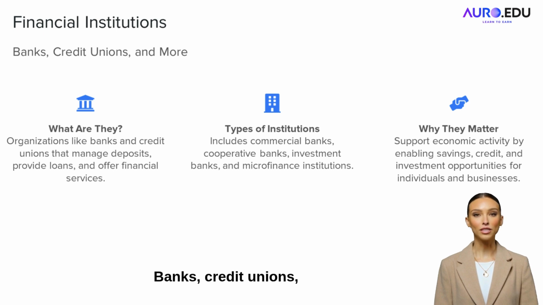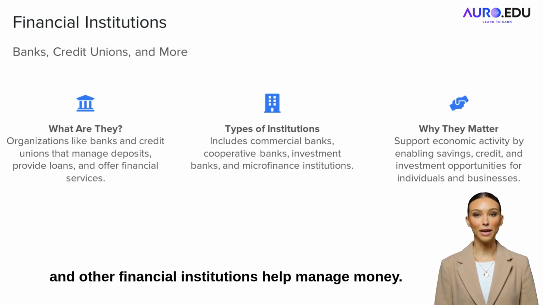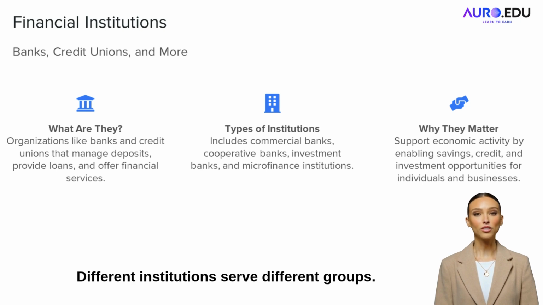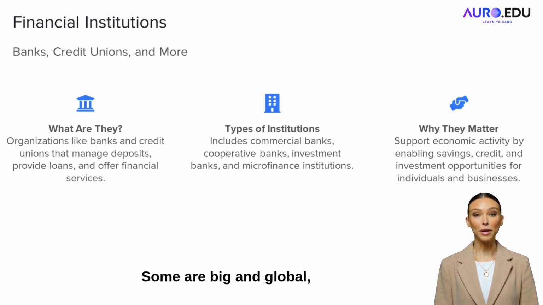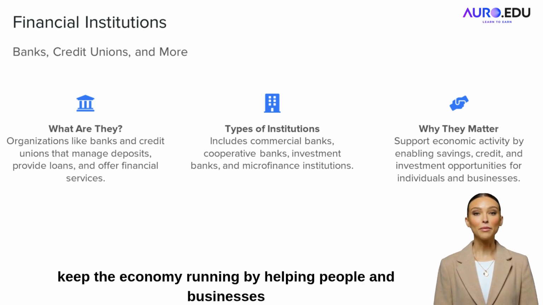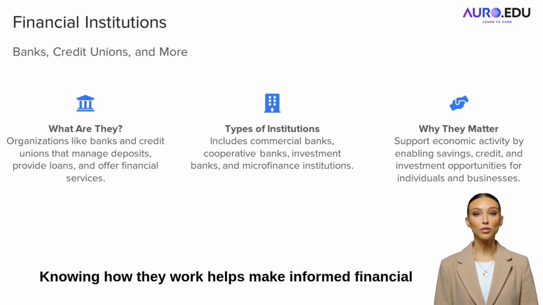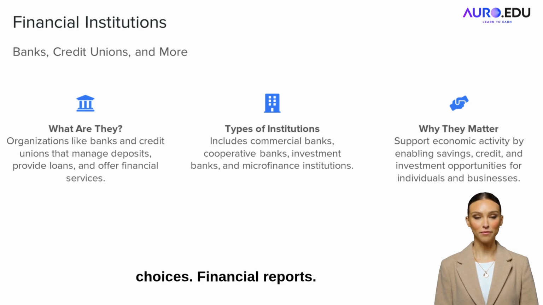Banks, credit unions, and other financial institutions help manage money. They allow you to save, borrow, and invest safely. Different institutions serve different groups. Some are big and global, while others work in local communities. They keep the economy running by helping people and businesses use money efficiently. Knowing how they work helps you make informed financial choices.